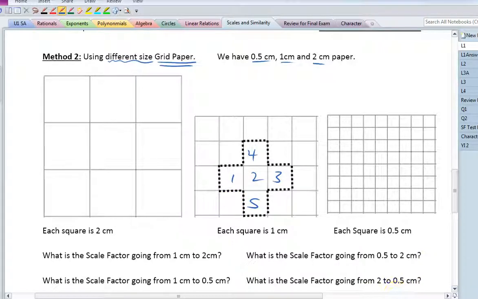So we have different size squares. There's two ways of doing this. Number one, if we go from a large 1 centimeter size to 0.5 centimeters, we're reducing it. So if we draw the same object with the same number of squares in it, it's reduced in size because our square size is smaller. Go and draw that, please.